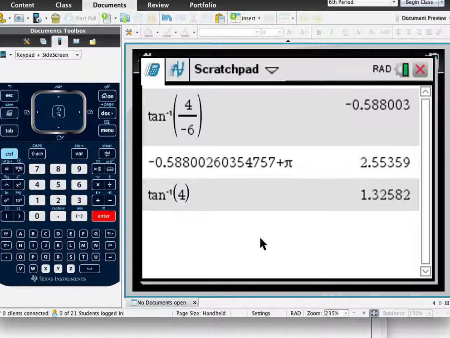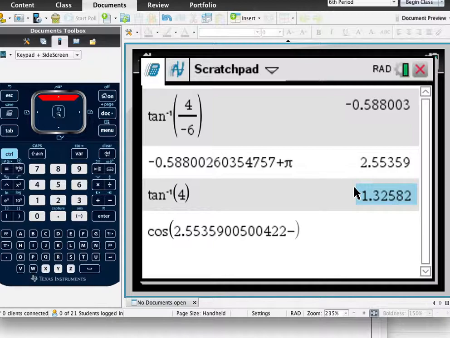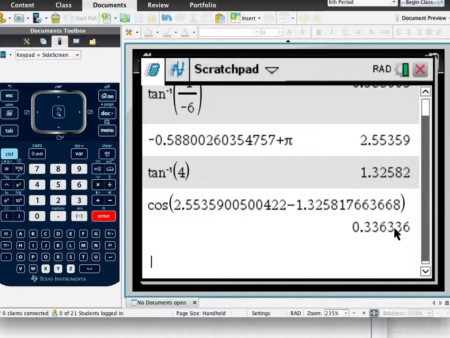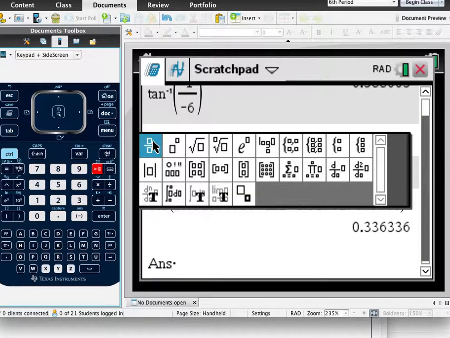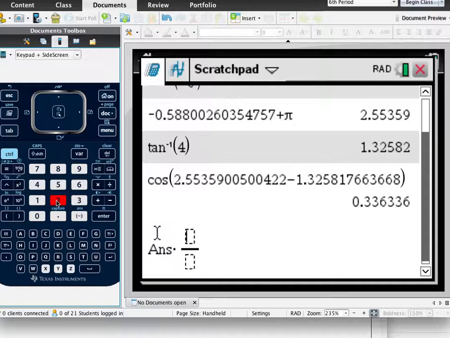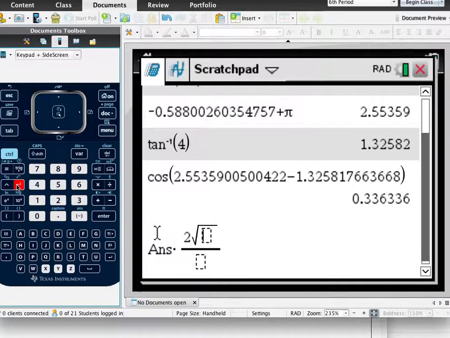And then, so when I'm doing the cosine of this value, do you see how I'm using my arrow keys to just highlight the answer, and I'm using the full answer there? I get that, okay? And then when I multiply my answer by my 2 times √3, root 13, divided by root 17.